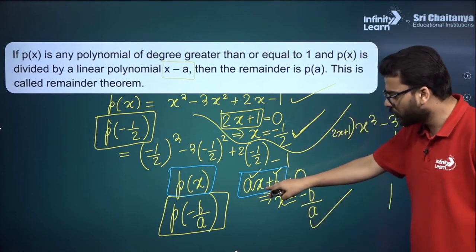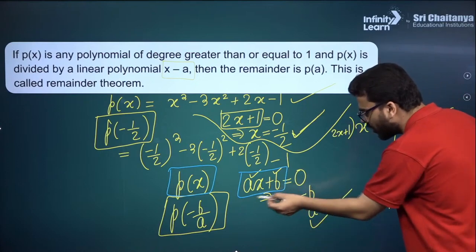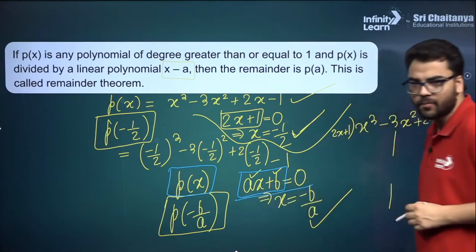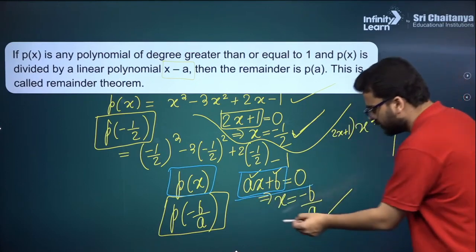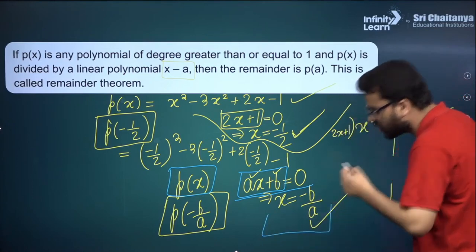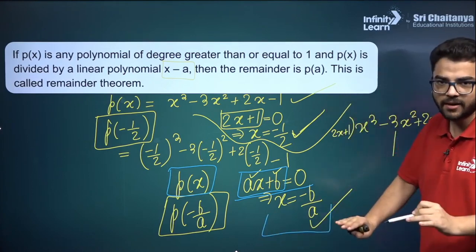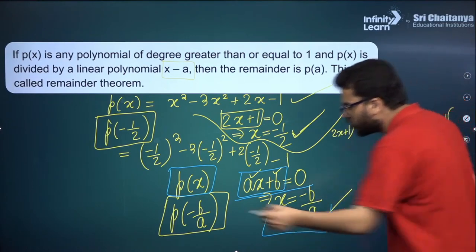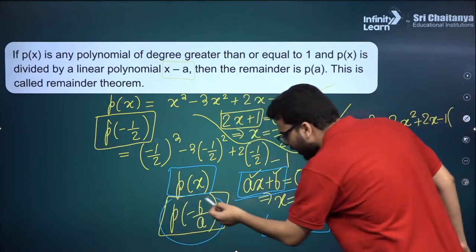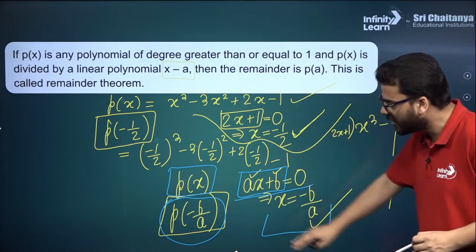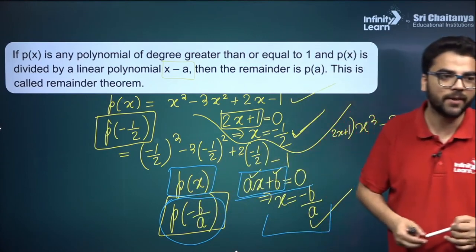So what you will do, put this linear polynomial equal to 0. From here you will get x is equal to minus b by a. Correct? Now put x is equal to minus b by a in the polynomial itself. That will be the remainder according to the remainder theorem.